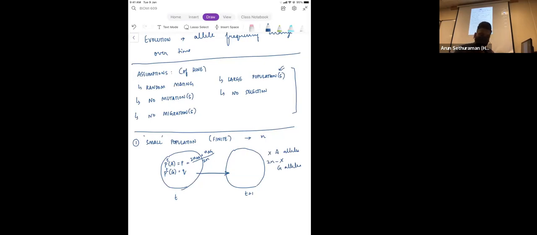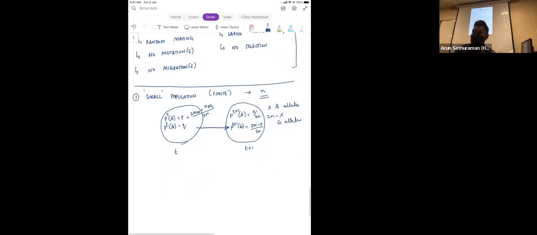Why is it 2N minus X? It's because this is the diploid population size, then you have 2N total alleles to sample. So then in this generation, P_(t+1) of A would just be equal to X divided by 2N. And P_(t+1) of G would just be (2N minus X) divided by 2N, right? So this is the frequency of these alleles in the next generation. Okay.